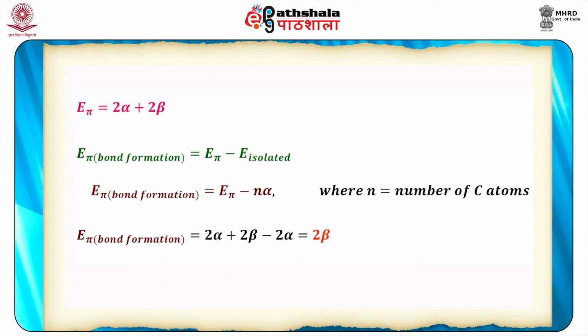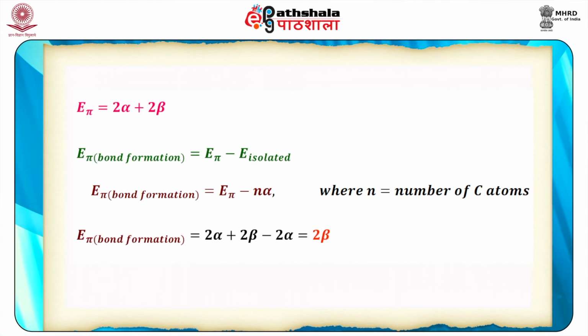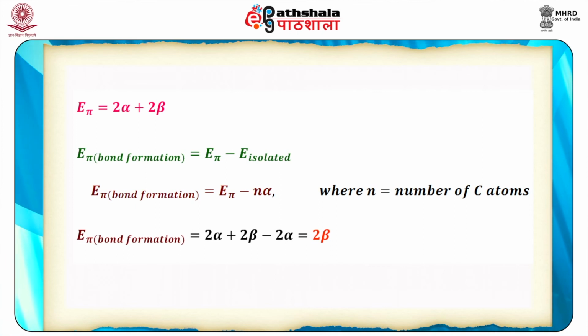Therefore, the pi bond formation energy becomes the energy of the ethylene molecule minus the energy of two isolated carbon atoms, and that becomes 2 alpha plus 2 beta minus 2 alpha, that means 2 beta. And since beta is a negative quantity, when two isolated atoms come and form ethylene molecule, the system gets stabilized, and the amount of energy by which it gets stabilized is equal to 2 beta.